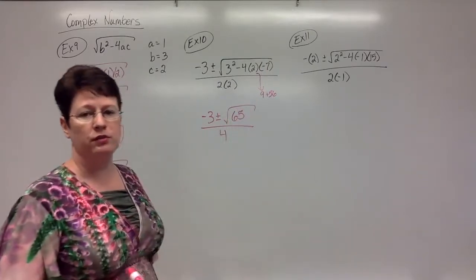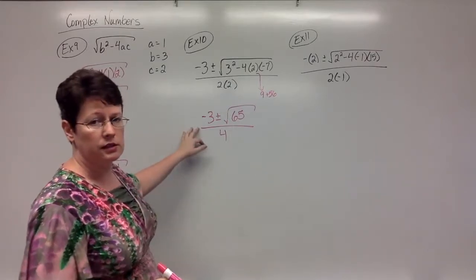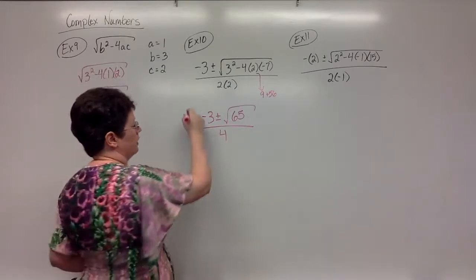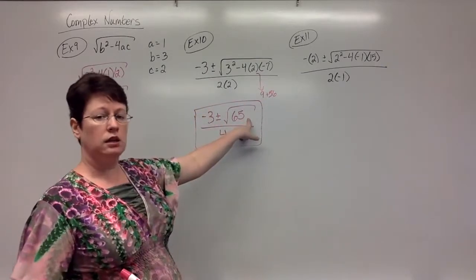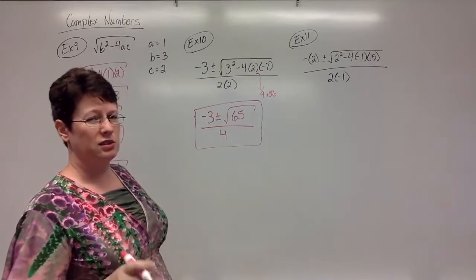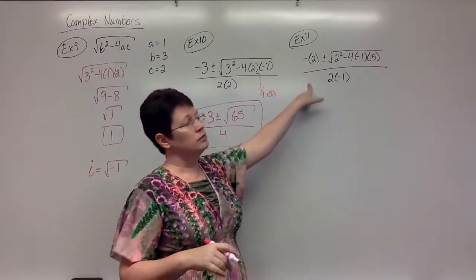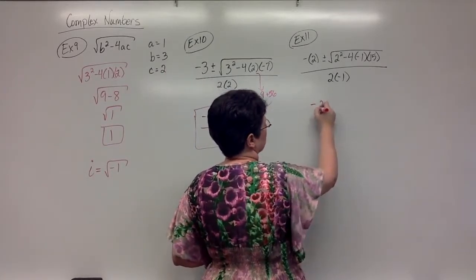Is 65 a perfect square? No. Now we can leave it like this because we can't break that 65 down. If we really wanted to be ambitious, we could plug it in and approximate it with decimal values. We're not going to do that, okay? Let's look at number 11. -2 in the front, no big deal.